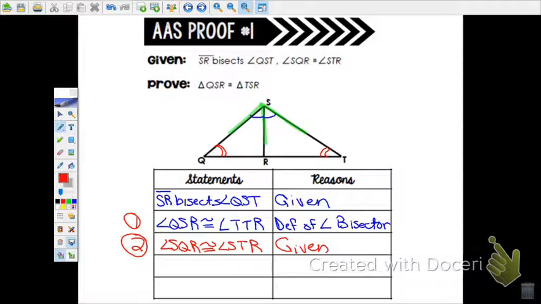I need another one. What else do I know to be true? Wouldn't it be that SR equals SR? Yep. Which is reflexive? So again, we see that reflexive. SR is congruent to SR.